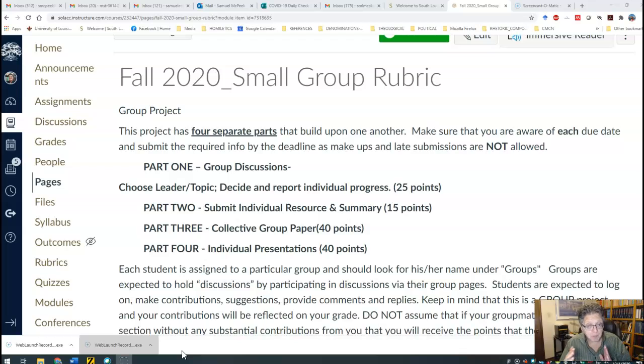So you're not reading a page from your paper. You're not giving a speech. You basically are saying, okay, this is what our group argued. This is the position we took. And this is what my role in this paper was. And those things then should be put on Canvas.